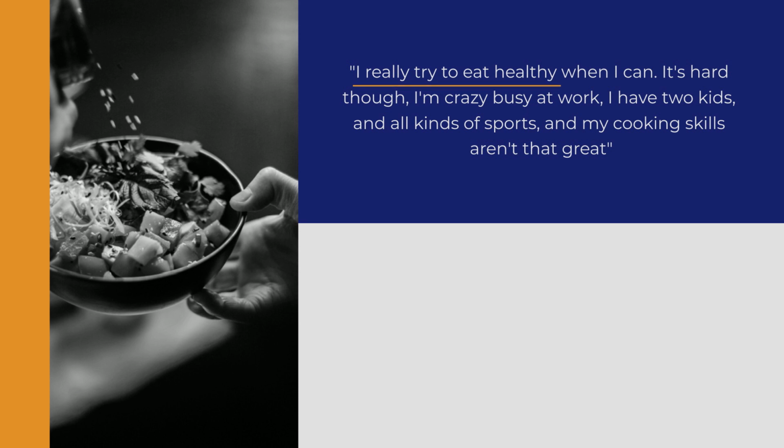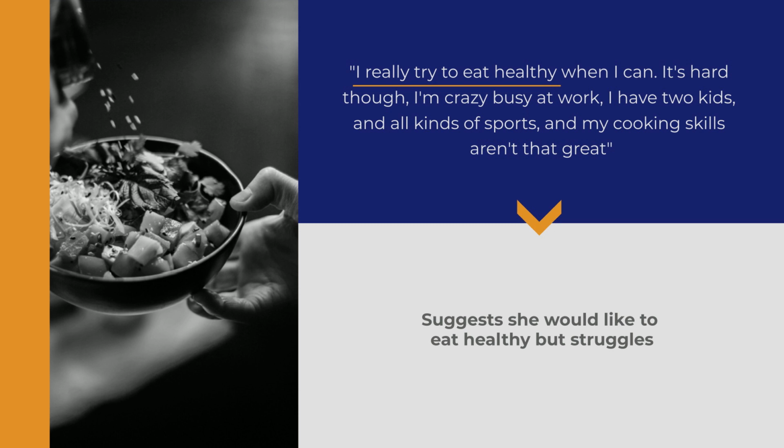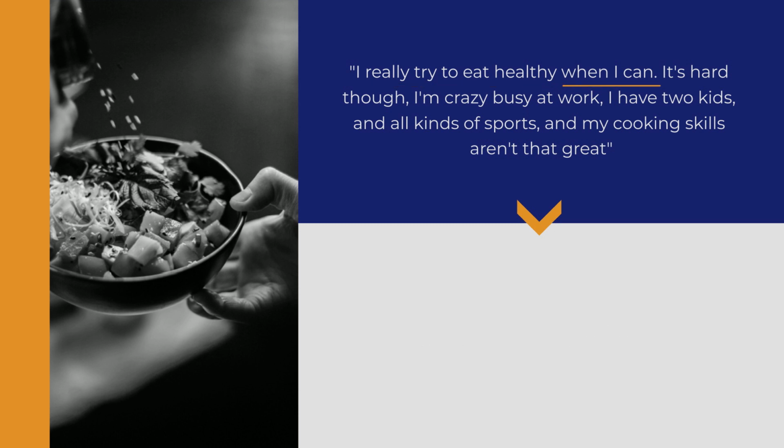She tries to eat healthy. This suggests that she'd like to eat healthy, but may be struggling to do that. She mentions when she can. That reinforces that something is stopping her from doing that, but at this point, we're not sure what that is. This nugget is about the challenge in doing so.